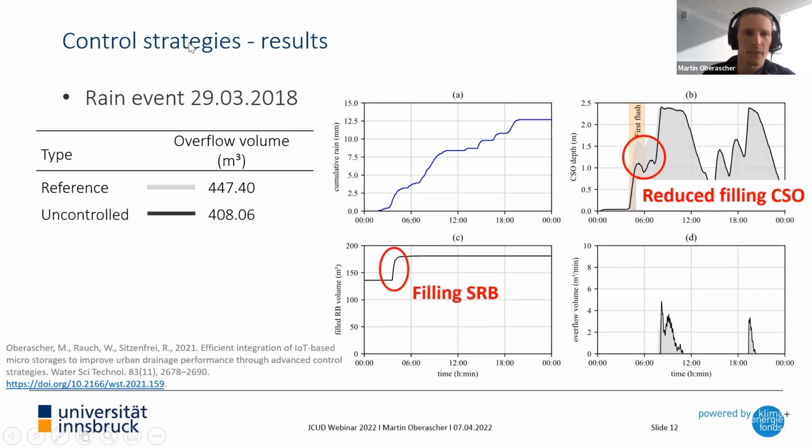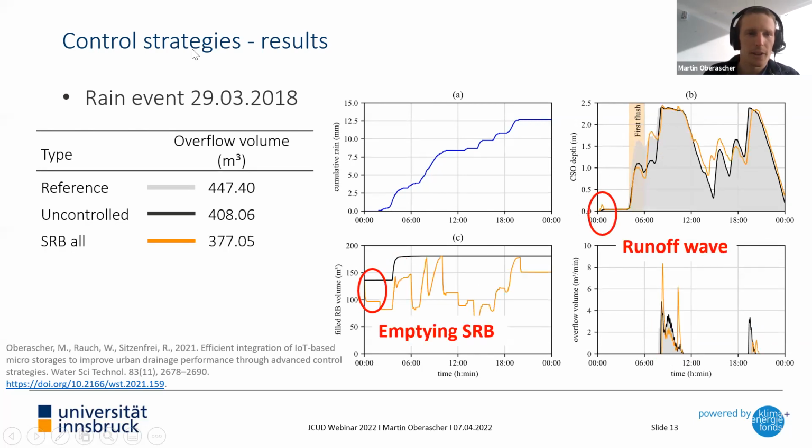As another reference, we also compared it with the uncontrolled rain barrels. So first, with the start of precipitation, the smart rain barrels, the uncontrolled ones, are filled, which reduces the first runoff wave and also the first peak in the CSO structure. Then the next control strategy is the smart rain barrel all, and two events are important.